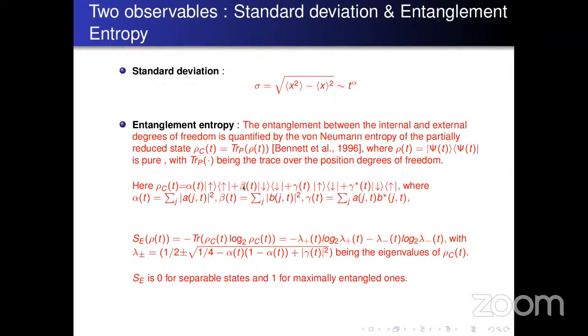And the entanglement entropy is measured by the conventional von Neumann entropy using the reduced density matrix. So this is the formula of entanglement entropy, and lambda is the eigenvalues of the reduced density matrix. The entanglement entropy becomes 1 for maximally entangled states. It is 0 for separable states, and intermediate values of entanglement show intermediate values of this entropy.